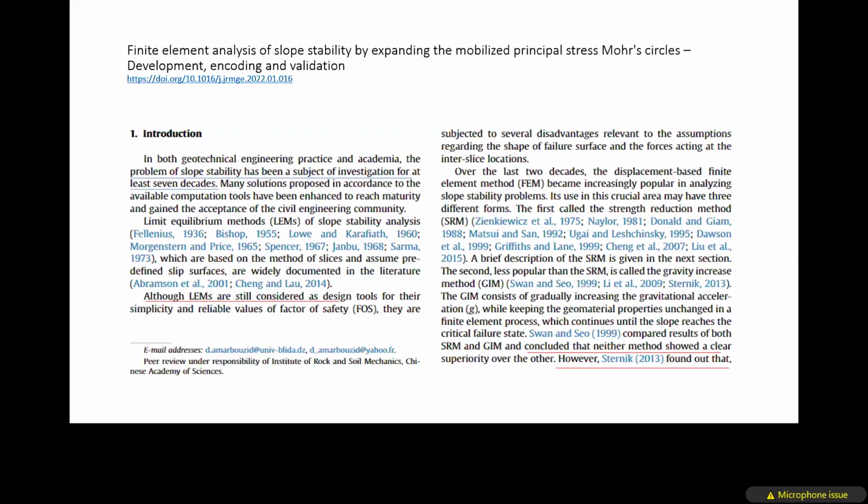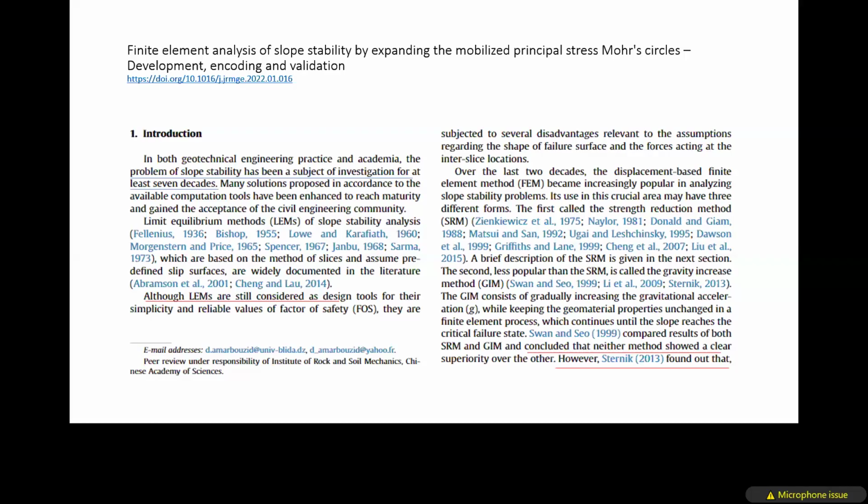The second paragraph immediately goes into their focus of study. Limit equilibrium methods, or LEMs, of slope stability analysis, which are based on the method of slices and assume predefined slip surfaces, are widely documented in the literature. Now, in the second paragraph, he directly jumped into what they are doing, right? So he's looking at LEMs, right?